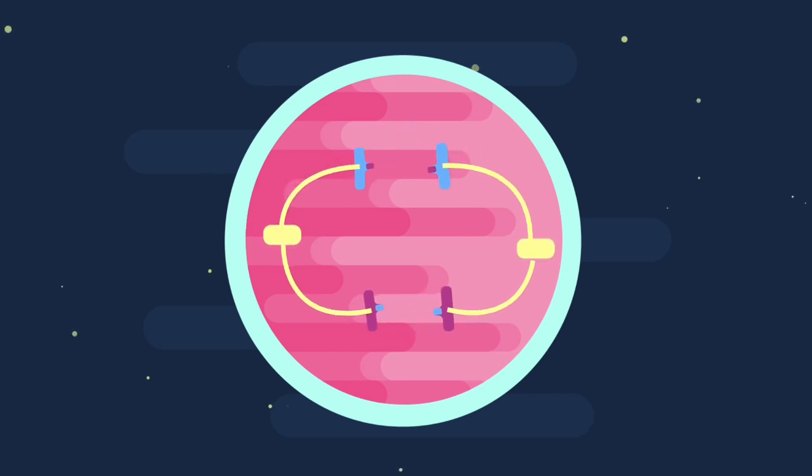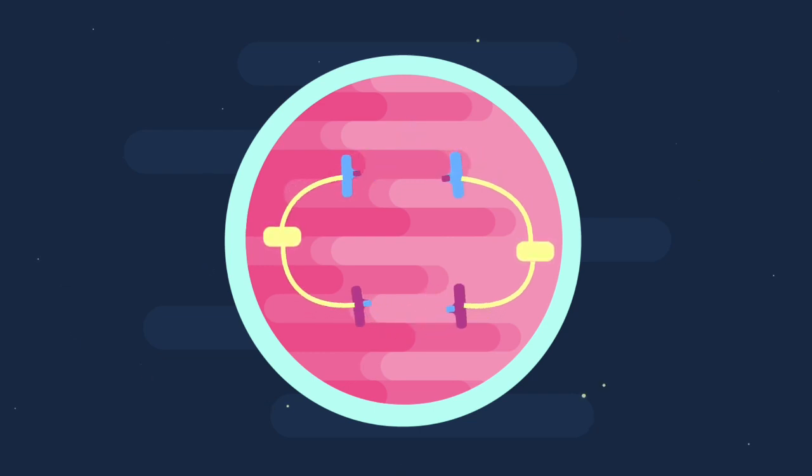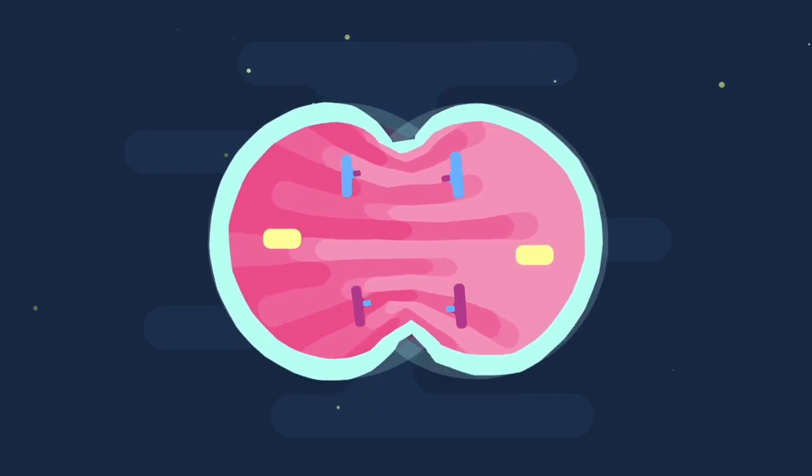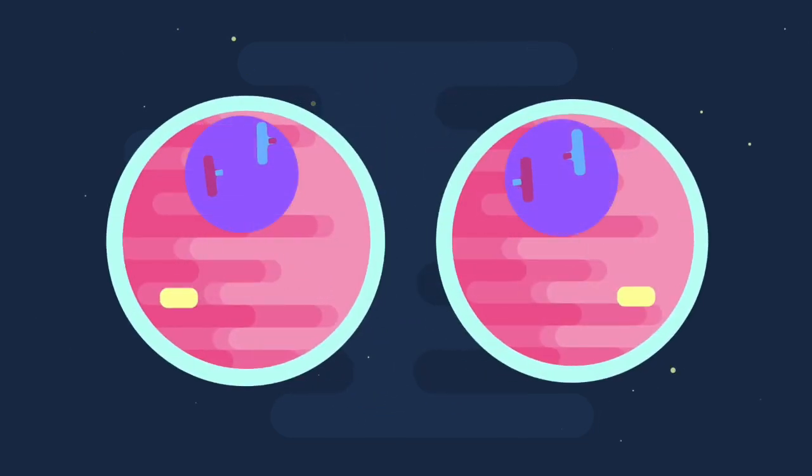The spindle fibres shorten and the centromere divides, so that each chromosome becomes two separate chromatids. The cell membrane pinches to separate the two sets of chromatids into two cells. So the original cell has become two daughter cells.